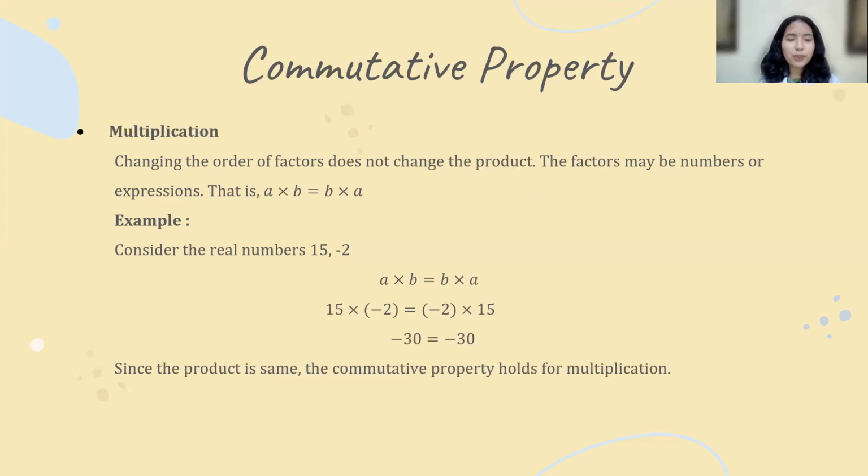And then the rule for multiplication. Changing the order of vectors doesn't change the product. The vectors may be numbers or expressions. That is, A times B is equal to B times A.